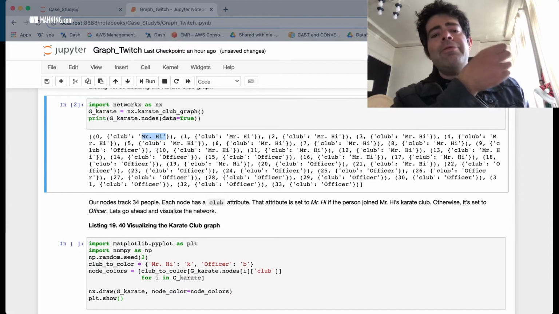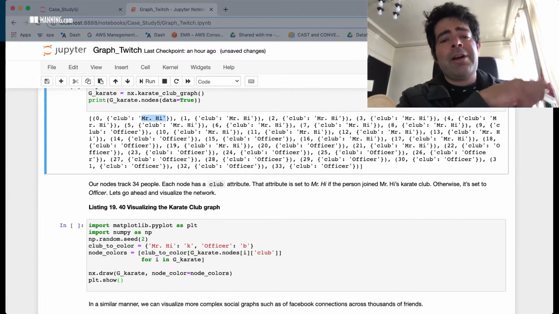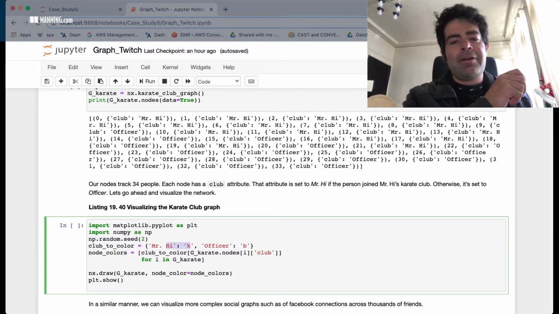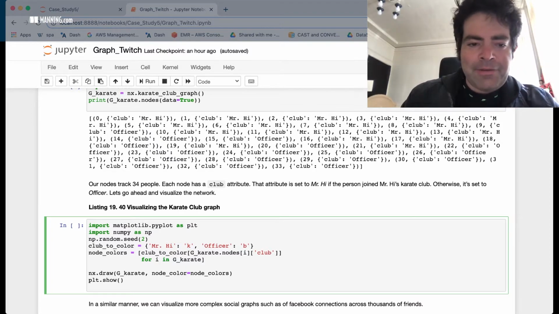And what we're going to do now is visualize the network using what is called a force-directed layout, and I'll explain what that is shortly. But we're going to visualize this network in 2D space, and we are going to color the nodes in the network. And so those nodes, those individuals that joined Mr. High's new dojo are going to be colored black, and those who stayed behind are going to be colored blue. So let's visualize the network.